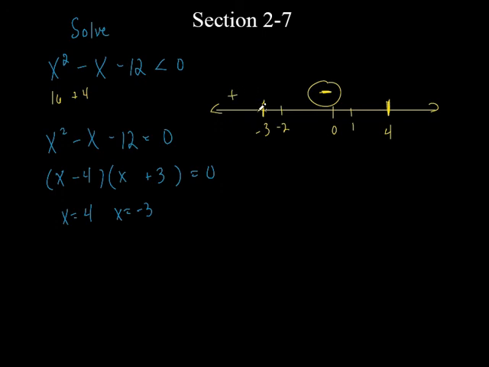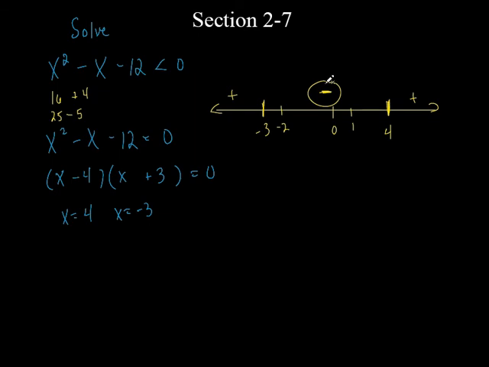So it's not less than, so I can't use any of these numbers. What about all the numbers to the right of 4? Let's try an easy number to the right of 4. Well, try 5, right? Stick 5 in here. 5 squared is 25. Minus 5, oh, that's 20 as well. 20 minus 12 is 8, and that's greater than. So that's going to make everything here positive. So everything bigger than 4 is going to make it positive. Everything less than negative 3 is going to make it positive. Only the stuff in between the two numbers is going to make this negative.